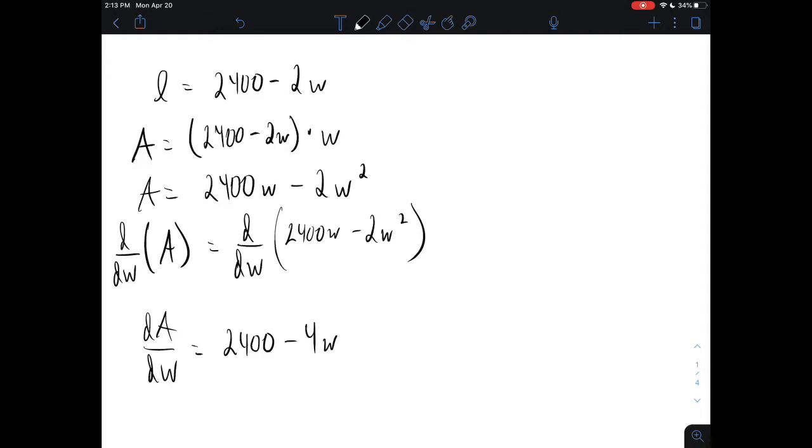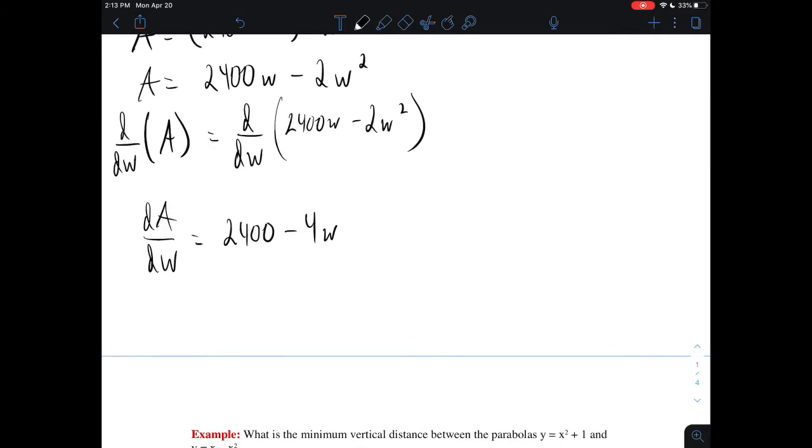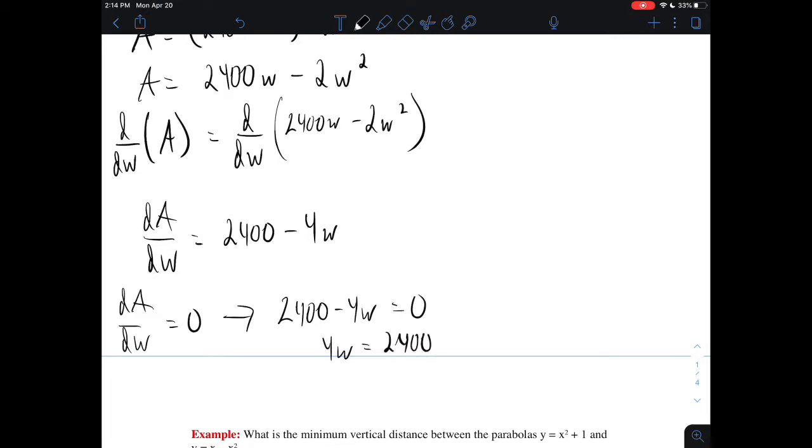So then think back to when we looked at critical values in section 4.1. If I find out where the derivative is equal to 0, that will help me find some maximum or minimum. So setting the derivative equal to 0, that means I have 2,400 minus 4W equal to 0, or 4W equal to 2,400, or the width is equal to 600.